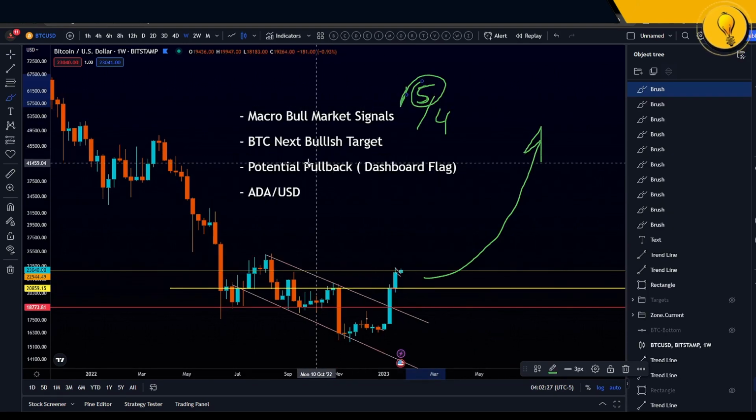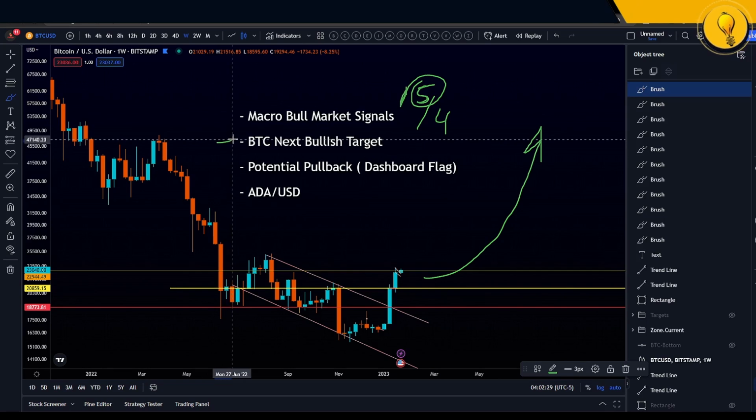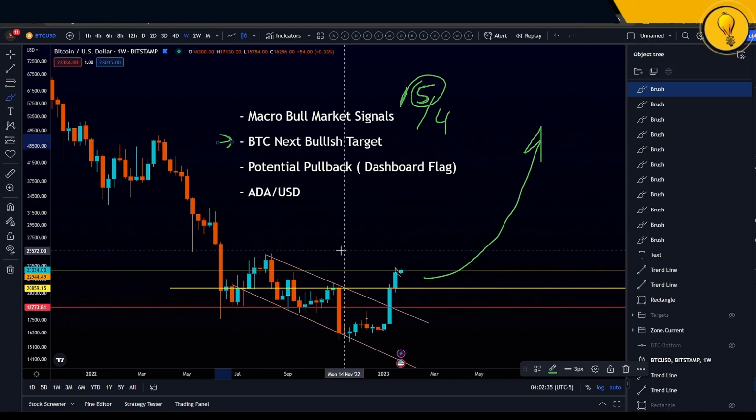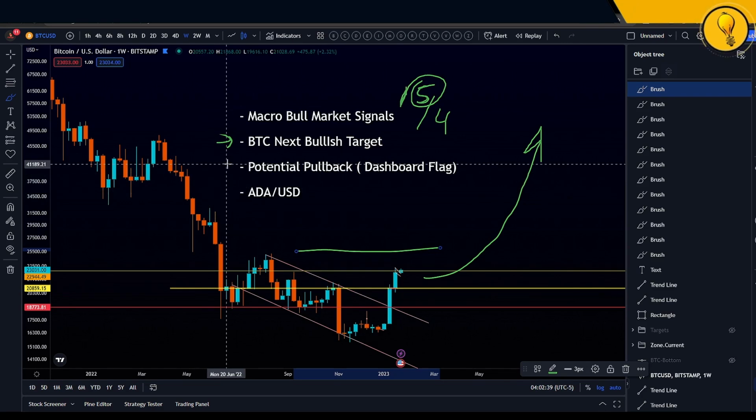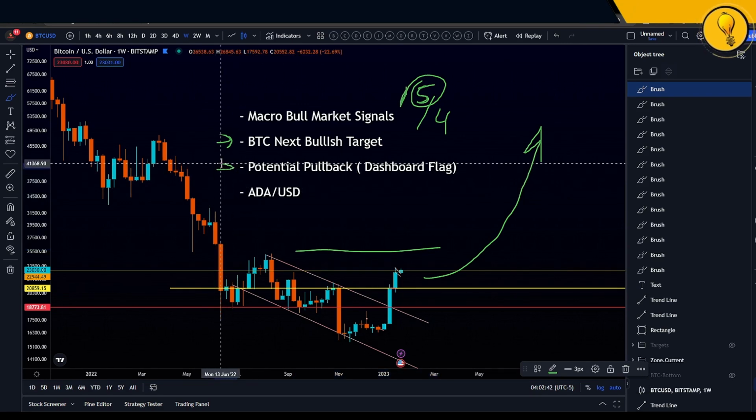Now, for the second point on today's agenda, we'll be going over the next bullish target for Bitcoin, because understanding the next bullish target will also help us understand the next potential resistance that we could see to the upside. Okay, for the third point on today's agenda, we'll be talking about potential pullback opportunities.